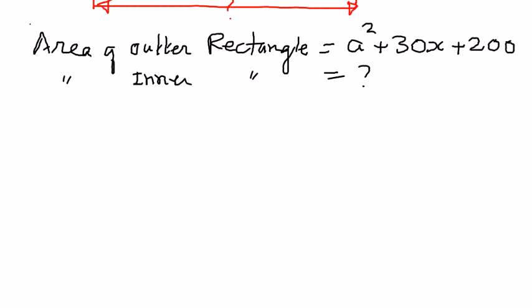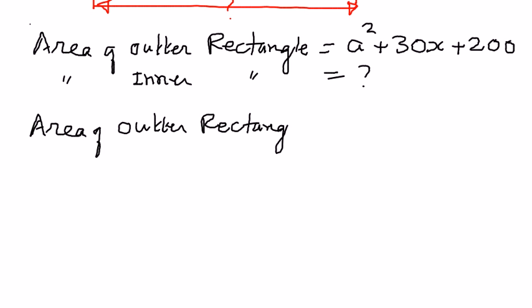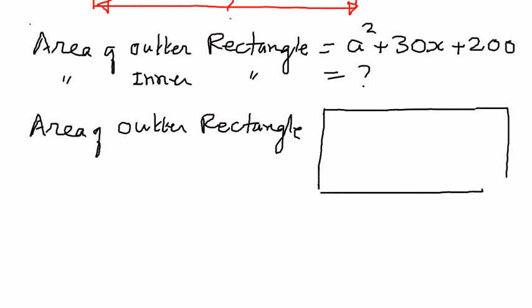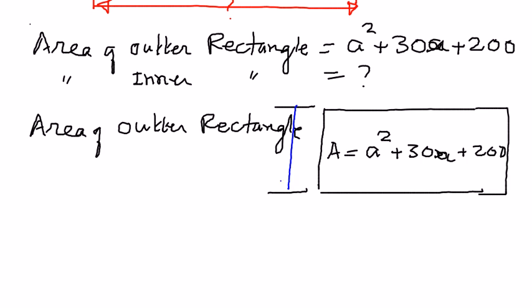If I were to simplify this some more, the area of the outer rectangle is like this, isn't it? It is a rectangle like that, and the area is given to us in terms of a trinomial. Area is equal to a squared plus 30a, not x, 30a plus 200. One of the sides is given to us, and this side here is given to us as a plus 10, and we do not know this long side.